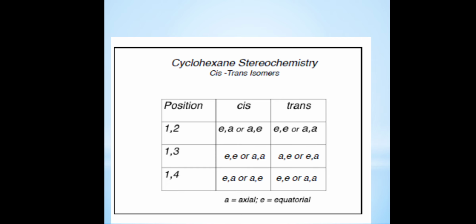When it is cis, the arrangement is equatorial-axial or axial-equatorial, and the trans arrangement is equatorial-equatorial or axial-axial. The same is given for the 1,3 position and the 1,4 position, with E for equatorial and A for axial. This is all about the stereochemistry of cyclohexane for the 1,2 position, 1,3 position and 1,4 position.